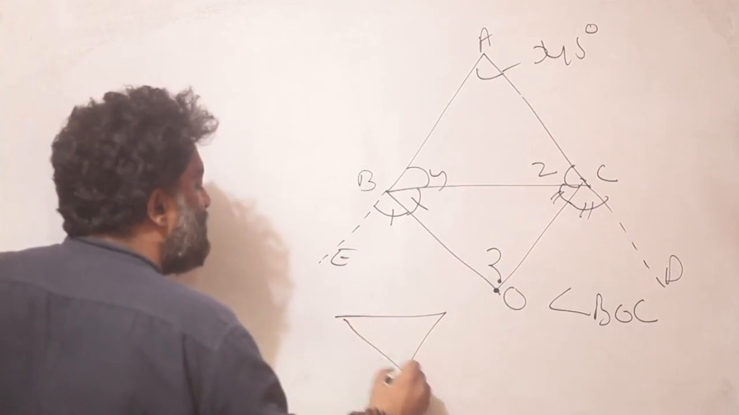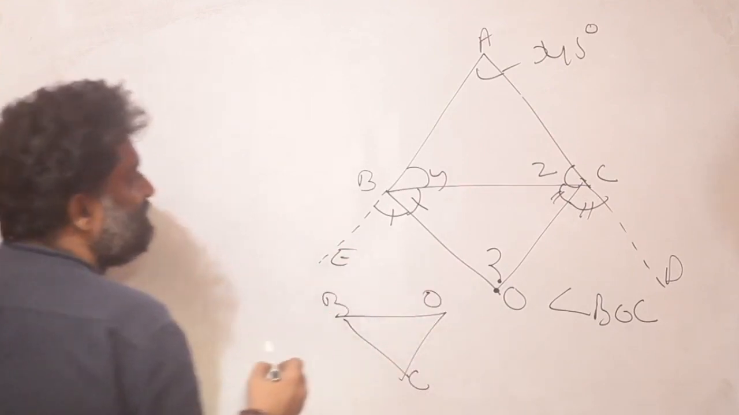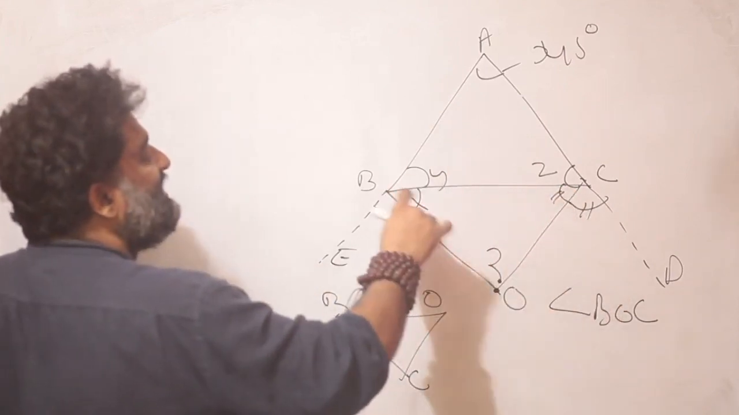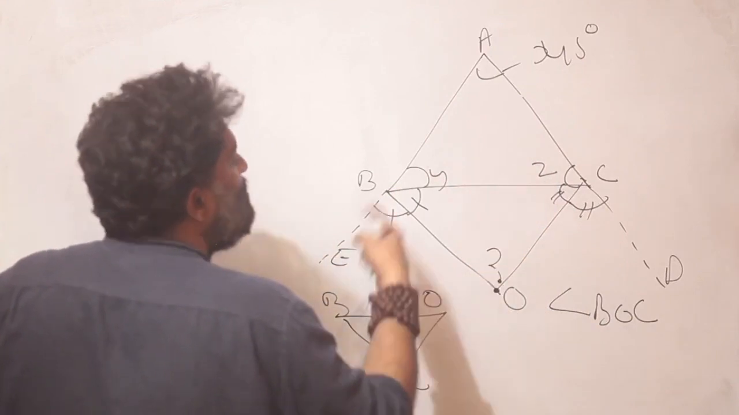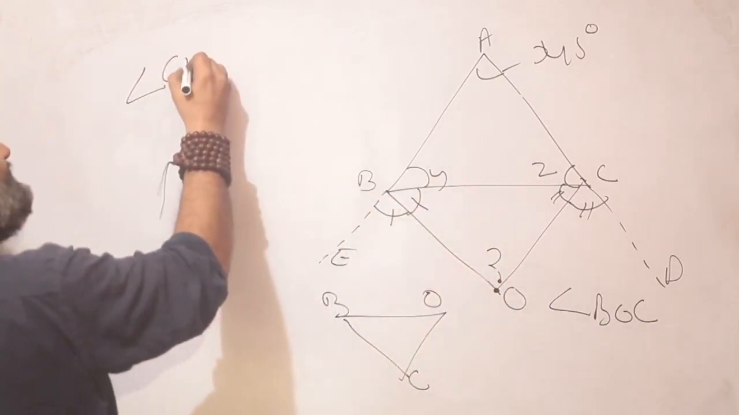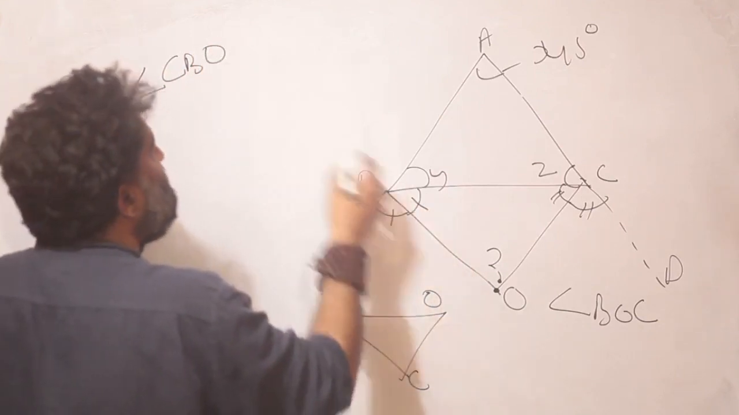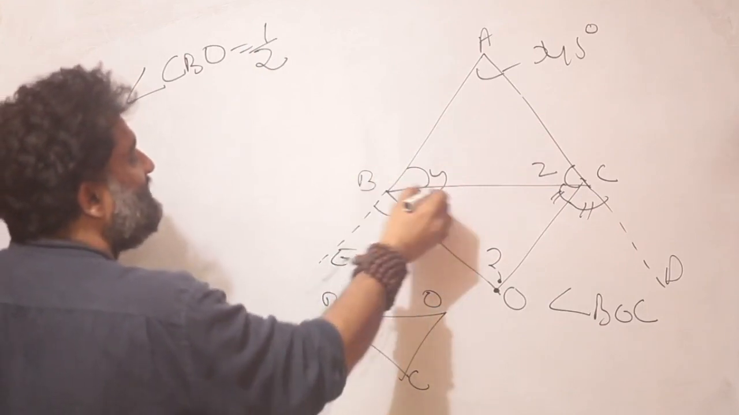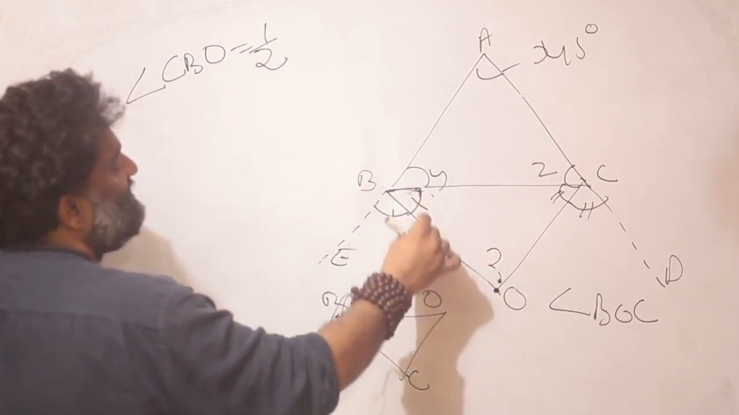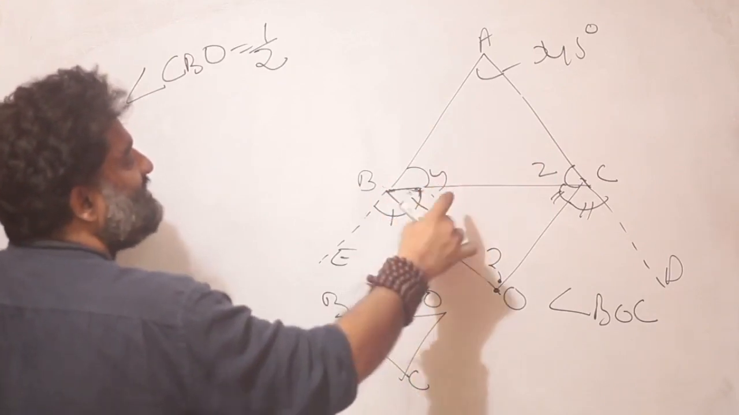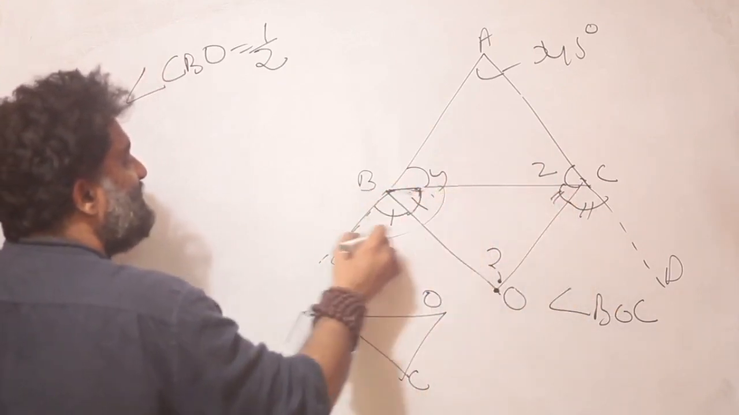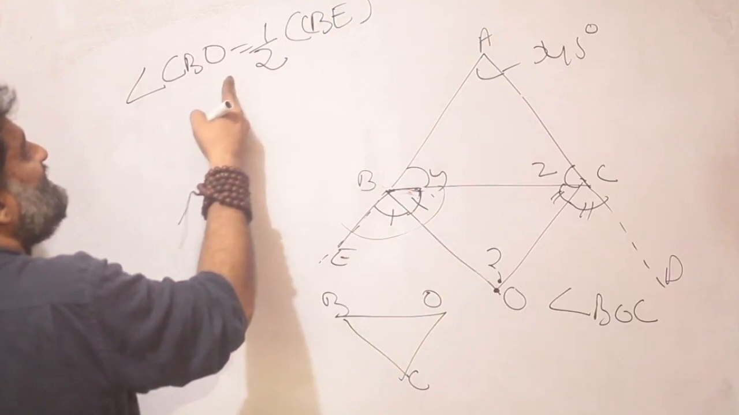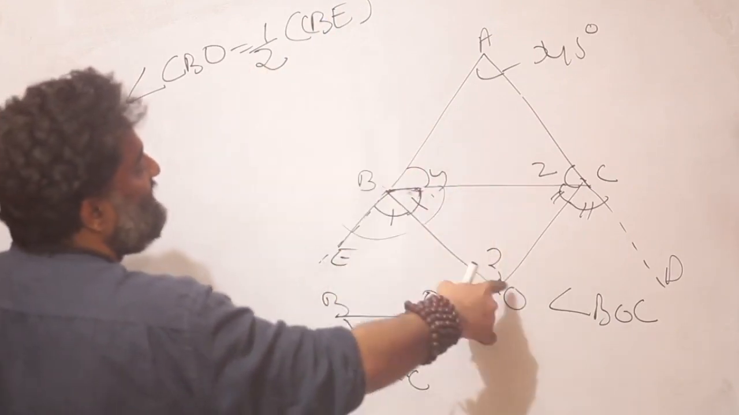For example, I want to focus on this triangle BOC. So I want to look at angle CBO and angle BCO, because from 180 if I subtract these two angles, I'll get this value. So I'm thinking of angle CBO. Angle CBO is equal to half of, because BO is an angle bisector, that means this angle is half of this angle. Which angle? CBE. This big angle that is being formed, this is half of this. So angle CBO is equal to half of angle CBE.